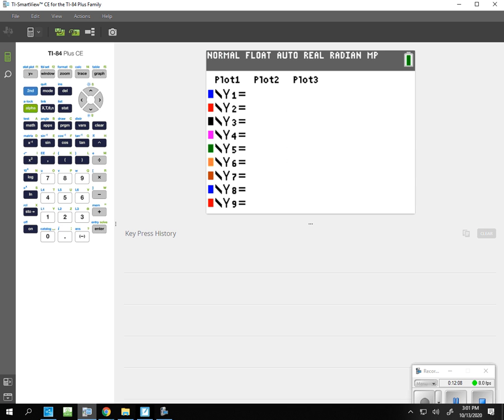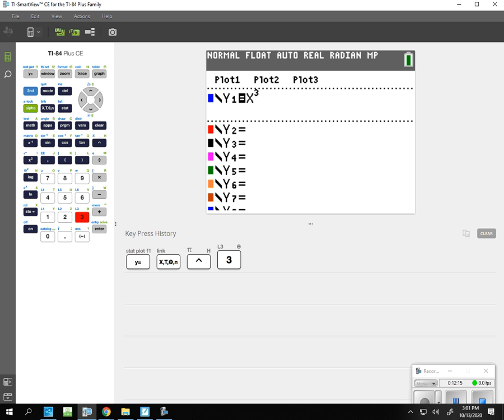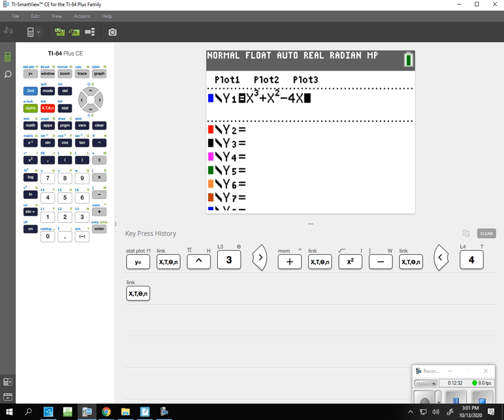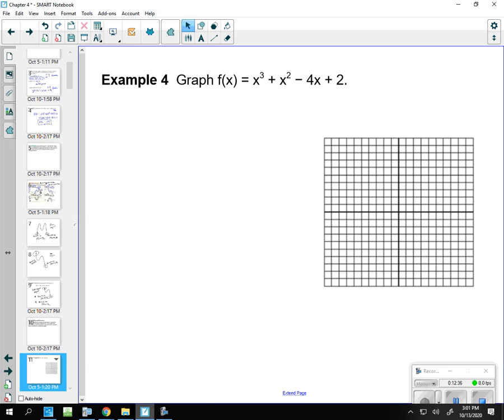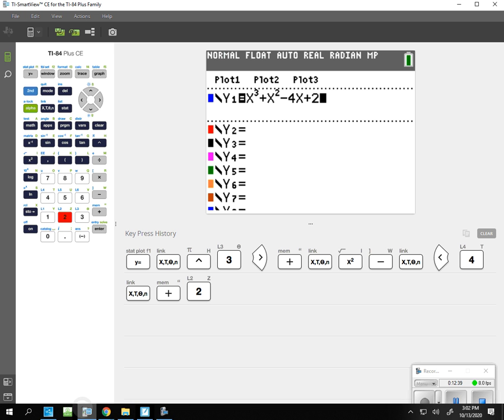All right, so now go to y equals, and we're going to type this in. So I believe it was x raised to the third. Now, if you have a newer calculator, you have to hit the right arrow to get out of the exponent, plus x squared minus 4x plus 2. So I typed the function into the graphing calculator. Now I'm going to hit graph.